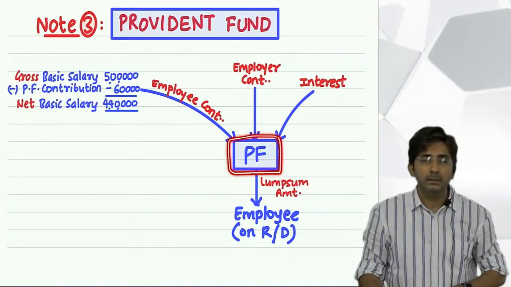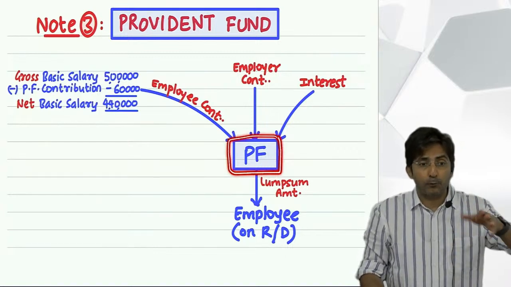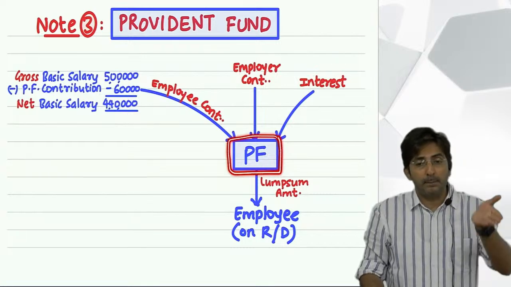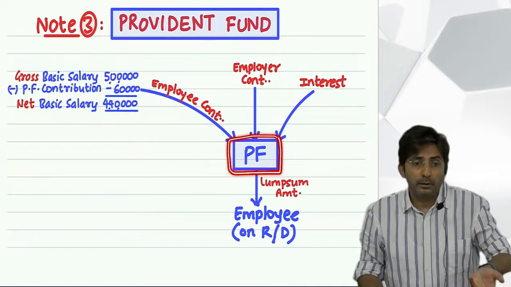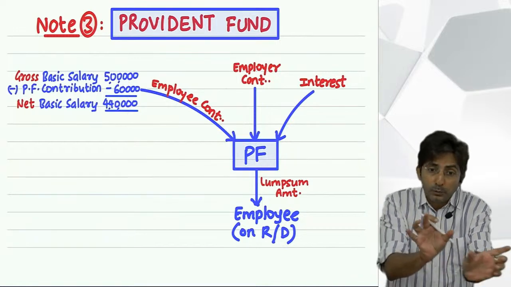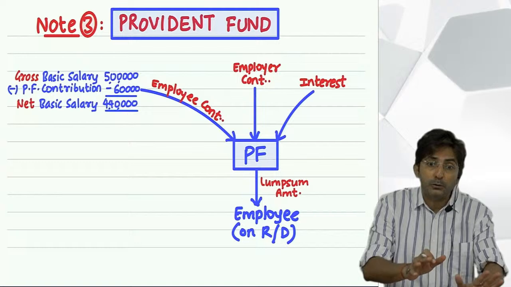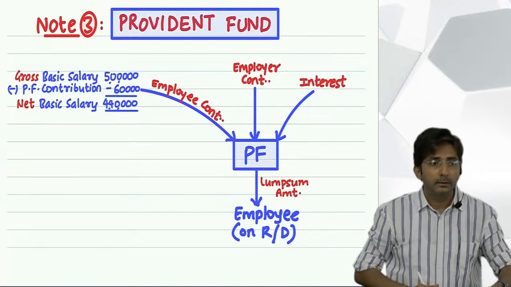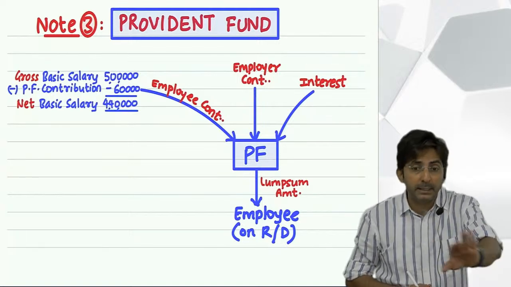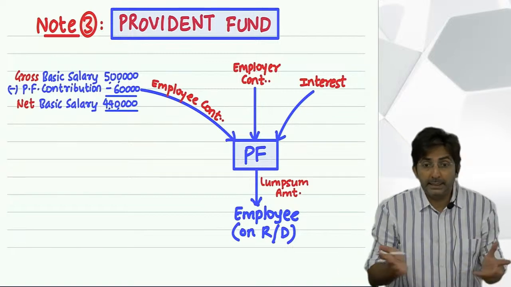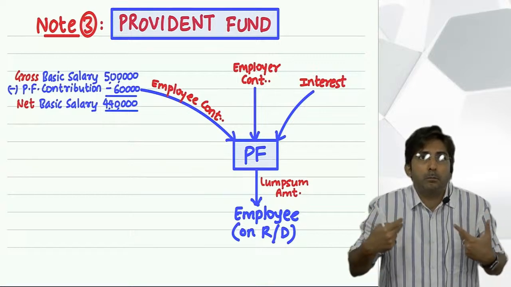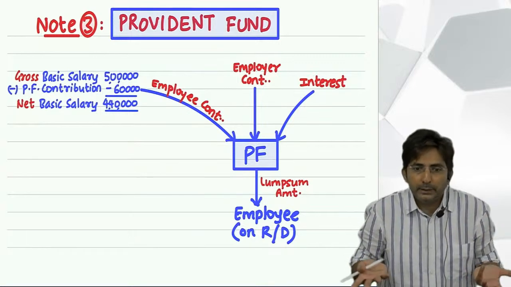Which three amounts? Some amount is deducted from your salary, which is called the employee's contribution. And some amount the boss will contribute. And it is not necessary the boss will contribute the same. Sometimes the boss will contribute more also. If from your salary he is deducting 10,000, he might contribute 12,000. Anything is possible. After all, it is the boss who has to spend. So it is his choice.